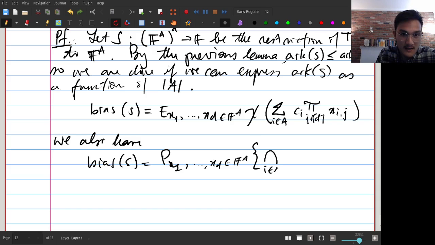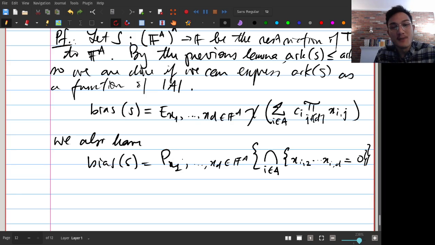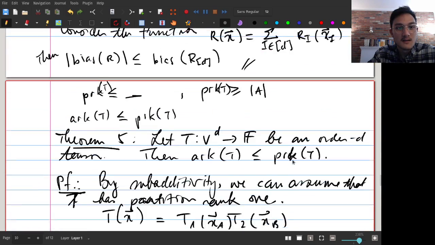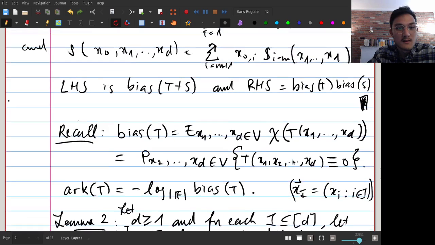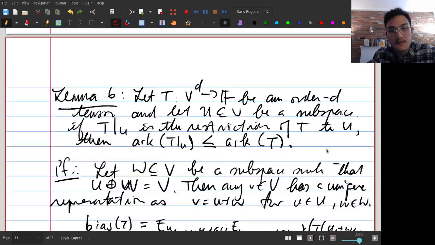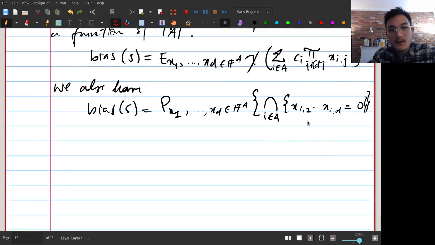Well, that means for all i and a, this coefficient xi2 through xid is equal to 0. Oh, sorry, it is identically 0. So the bias is the probability that it's identically 0. And where did I say that? Let's just make sure. Recall, yeah, it's the bias if you fix x2 through xd that this thing is identically 0 as a linear form of x1. Okay, so it's a linear form, so it's identically 0 if this holds.